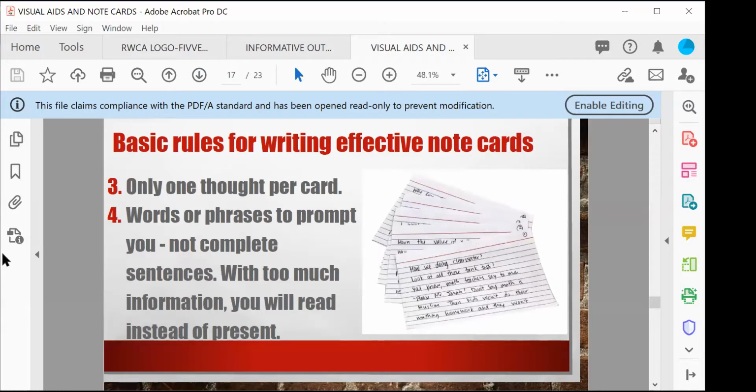One thought to a card. Just one thought to a card. So in my introduction, maybe it's just my A that's on one card, and then my B is on another card. It's just one thought. It's so much easier for you to look at it that way, and you'll know that you're moving forward too as you're changing your note cards. You're going to use words or phrases, not sentences, to prompt you to say what you want to say. Words or phrases, not sentences.